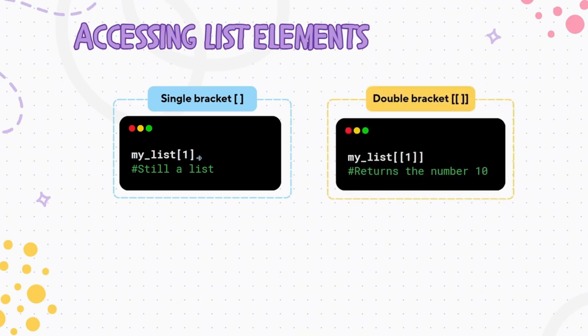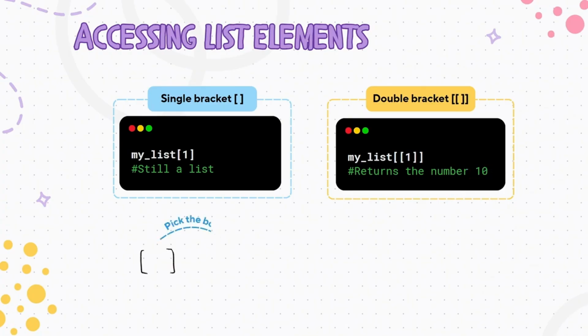Next is the double bracket. The double bracket returns the actual value of the list. So if we do double bracket, it would return the actual element. So let's say our first element in the previous slide, or let's say our example, was 10. Doing my list and then double bracket 1 would actually return 10, but doing my list with a single bracket and 1 would return a sublist which contains the value of 10. So that is the key difference.